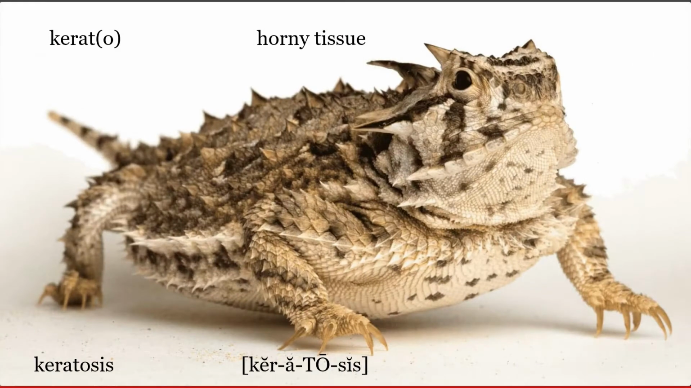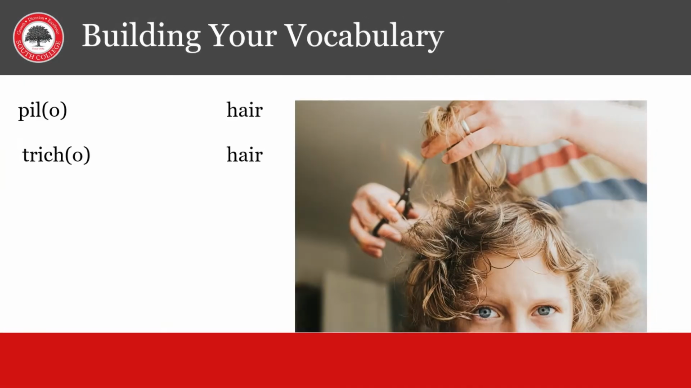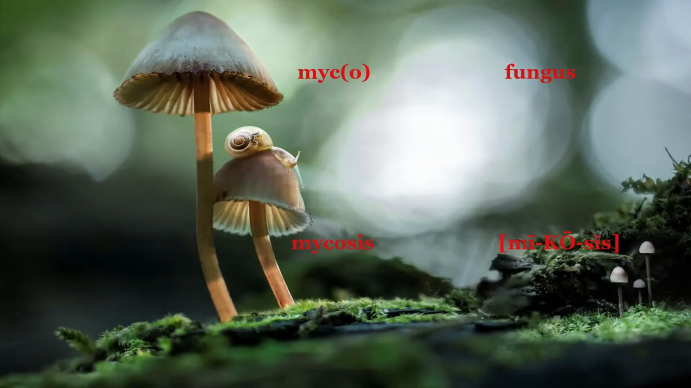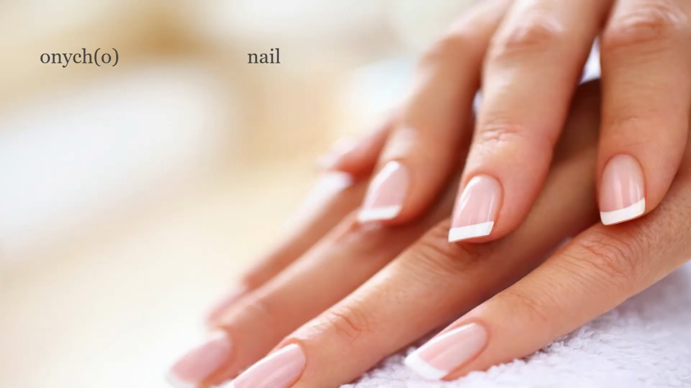Kerato means horny tissue, like this horny toad. Example is keratosis. Both pilo and tricho mean hair. Again, there can be multiple combining forms with the same meaning, so be aware. Myco means fungus, like in mycosis. Onycho means nail, but not these types of nail. This type of nail, like in a fingernail.